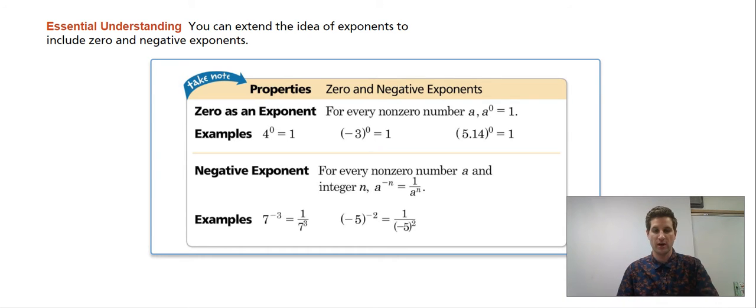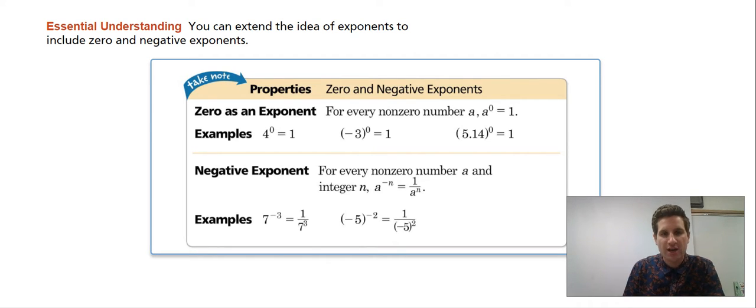Hey guys, welcome. Here's our first video of chapter 7. We're starting into exponents and learning all about their properties. So go ahead and write the following down. This is 7.1, 0 exponents, and we're also going to be looking at negative exponents.